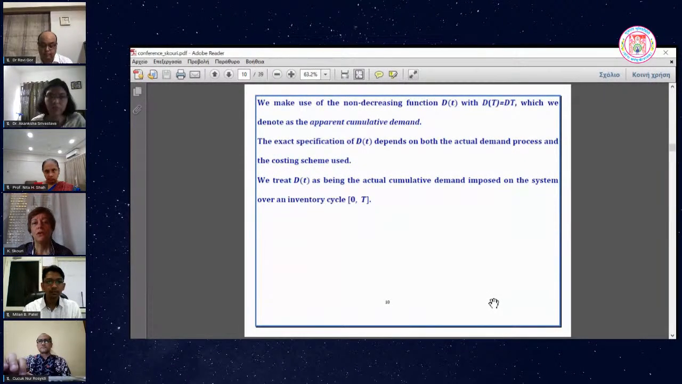So we make use of the non-decreasing function D(t), with D(T) capital equal to D times T, which is denoted as the apparent cumulative demand. The exact specification of D(t) depends on both the actual demand process and the cost scheme used. So we treat D(t) as being the actual cumulative demand imposed on the system over the inventory cycle of length T.